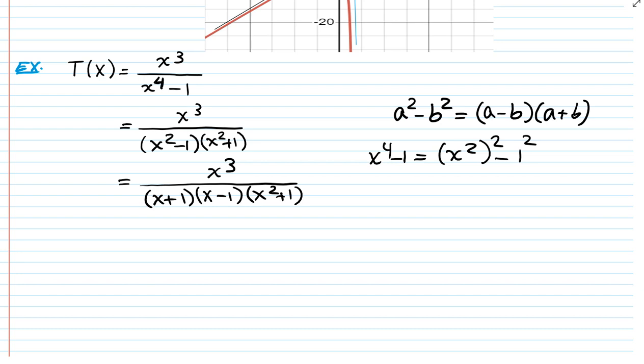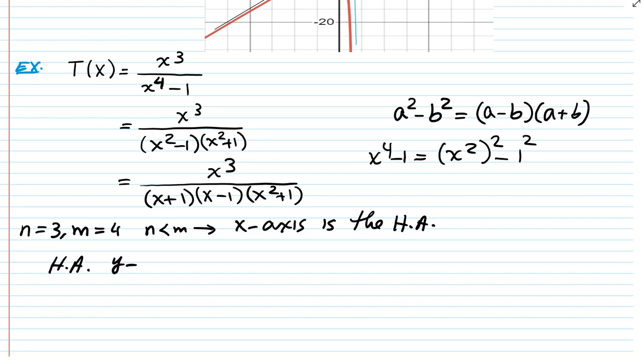Now, no common factors, we cannot cross anything out, so that is in lowest form. The degree of the numerator, n, is 3, and the degree of the denominator, m, is 4. n is less than m, therefore, again, the x-axis is the horizontal asymptote. Therefore, the horizontal asymptote has equation y equals 0. That's the equation for the x-axis. Okay, because 3 is less than 4, by the theorem on horizontal asymptotes.